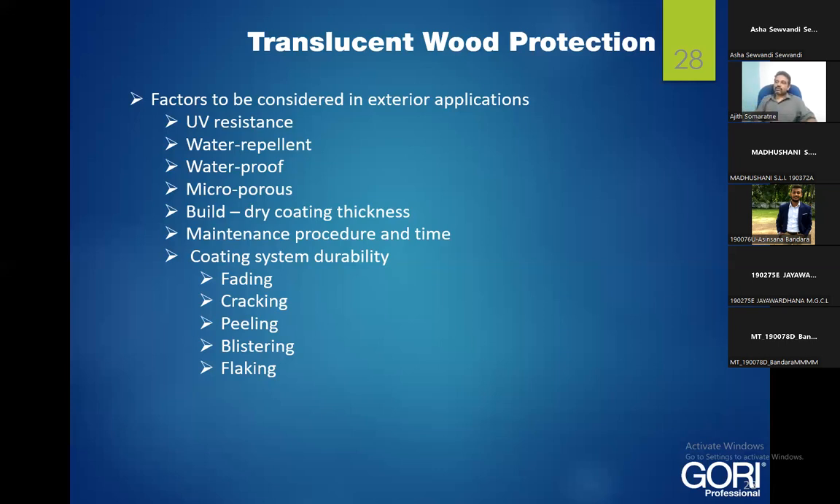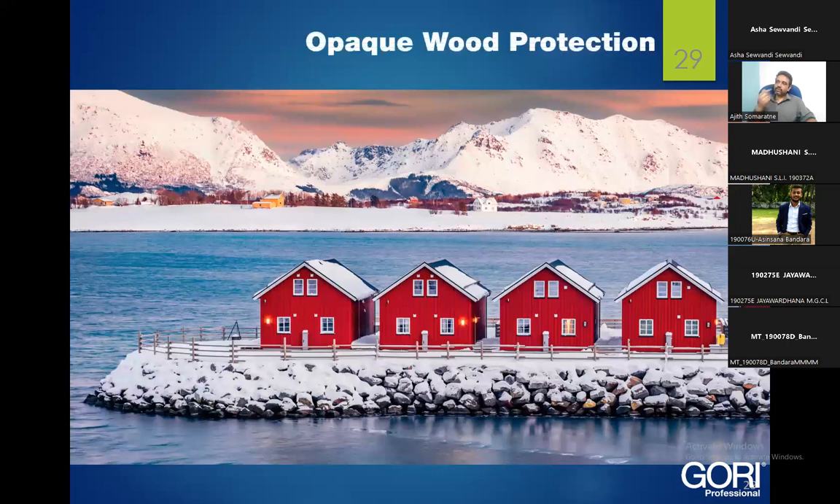Right, this is about translucent wood coating. Then we will move on to the opaque wood coatings. Opaque coatings hide the total wood surface. It shows only the color. I think you have seen these things, especially in kids' furniture. But in Europe, not only kids' furniture, for houses you can see this red color there. Maybe doors and windows they use in white color. So they mainly use opaque colors. But in Sri Lanka, we don't use that many opaque colors. Mainly we use translucent colors.